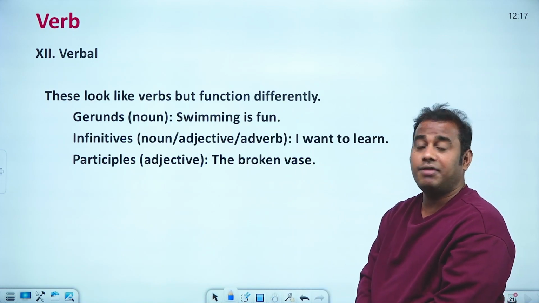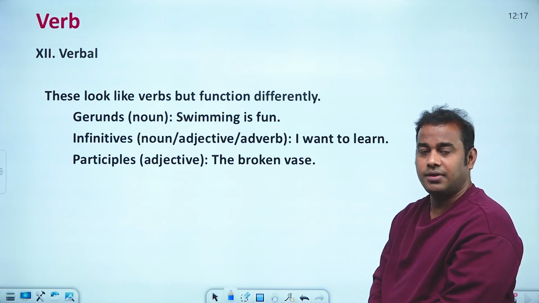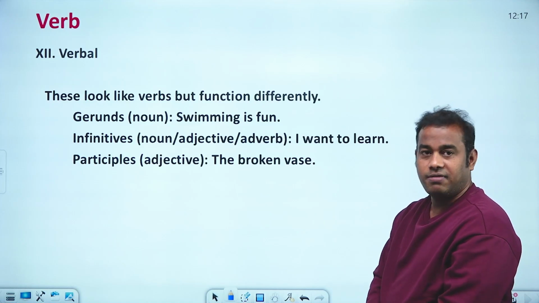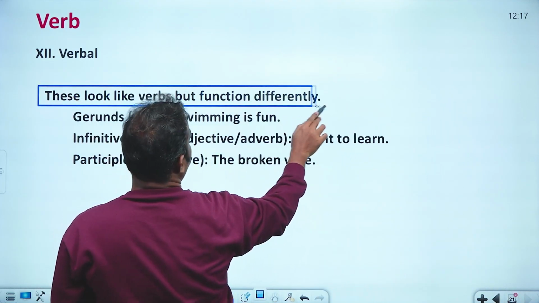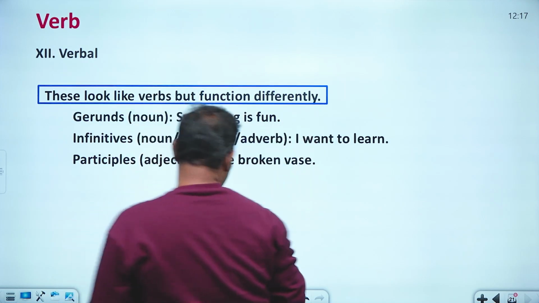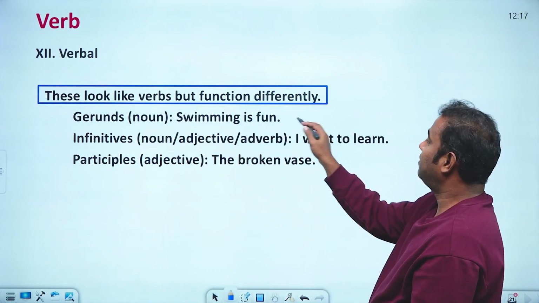And then verbs in verbal form. How many verbal forms are there? If you look at this based upon functionality, they are entirely different. If it is a gerund, we have already discussed the gerund.